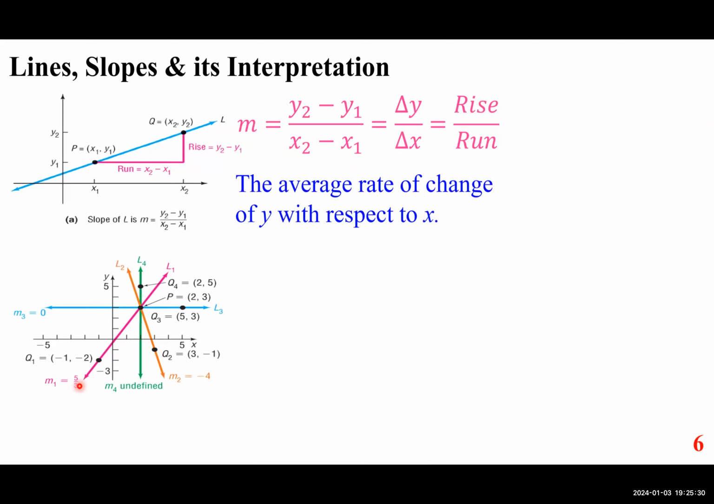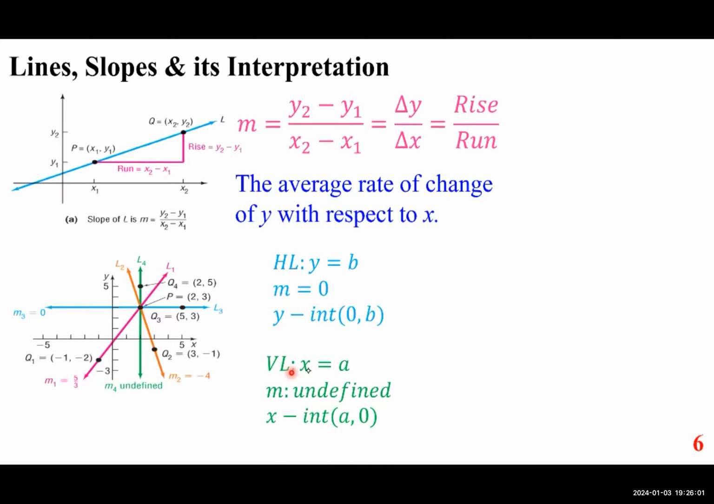If you look at this one, it has a positive slope. This has a negative slope. This is a vertical line, undefined slope. Horizontal line, slope is 0. Reminding you what we have seen in previous courses. So HL, horizontal line, y equals b is the equation. Slope equals 0, y-intercept is b. Vertical line, VL for short, x equals a, m is undefined, x-intercept is at (a, 0).